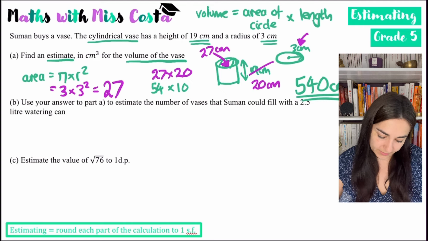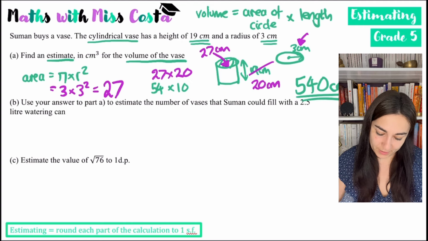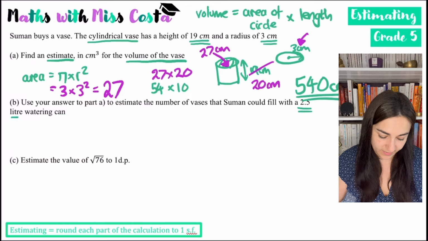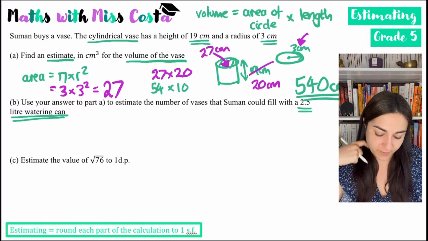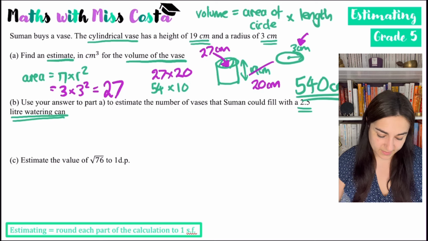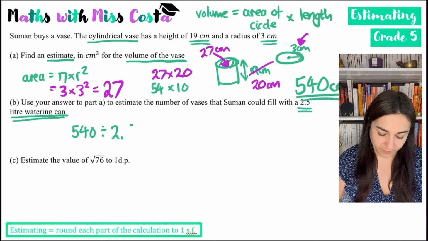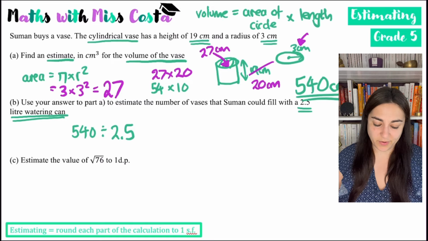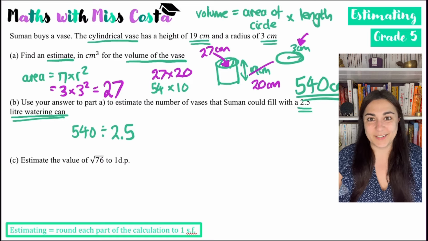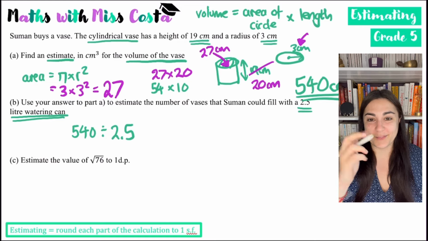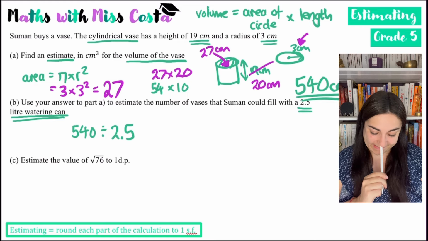So now use your answer to part A to estimate the number of vases that Suman could fill with a 2.5 litre watering can. Okay, so 540 divided by 2.5. Now this is tricky because generally you should be rounding to one significant figure, but 2.5 is a tricky one.